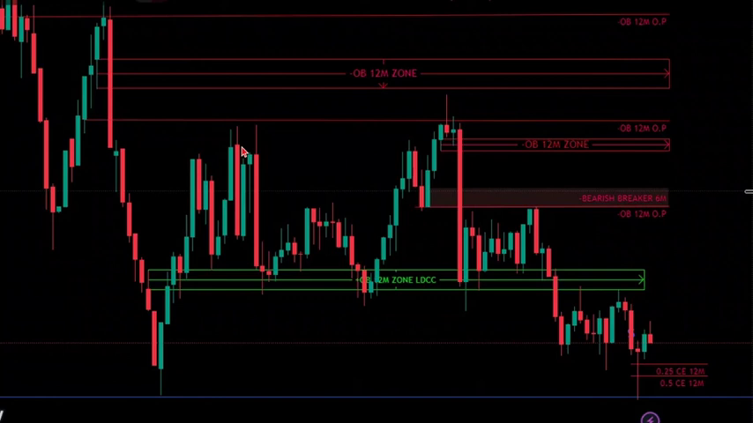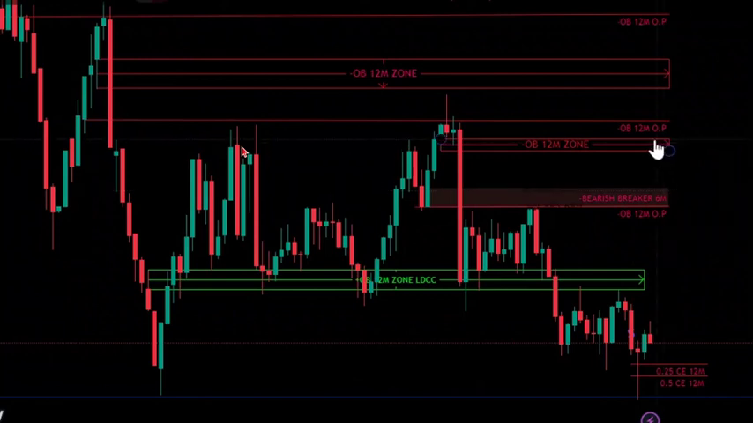If you didn't understand what I just broke down for you, and you really didn't watch all of ICT's videos and weren't on a call with somebody who really understands this and takes it seriously, then what would you have thought price would have come up to before it reversed? The bearish order block zone, 12 month. Exactly.